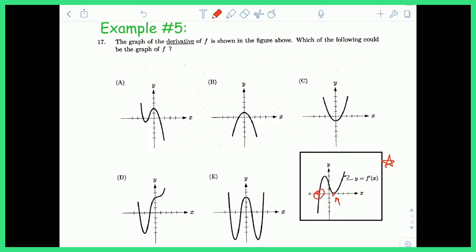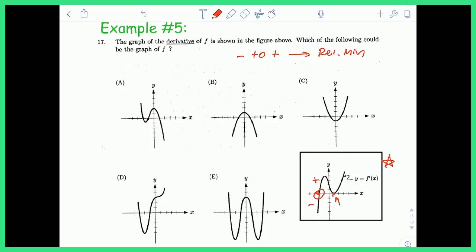At negative 2, the graph should actually have some kind of a relative extrema. Now, what is that relative extrema? Well, the derivative changes from negative function value to positive function value. So if the derivative changes from negative to positive, that means the original should have a relative minimum. So a negative to a positive converts to a relative minimum. So at negative 2, we have a relative minimum.